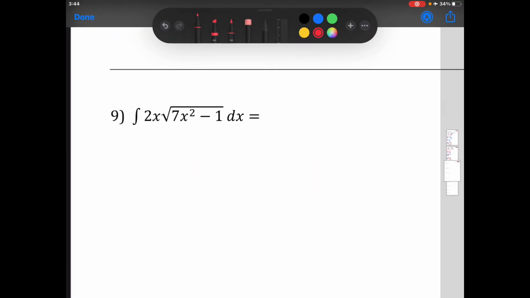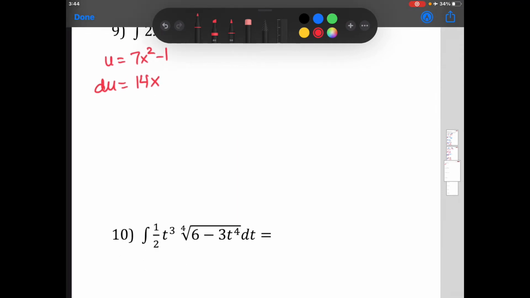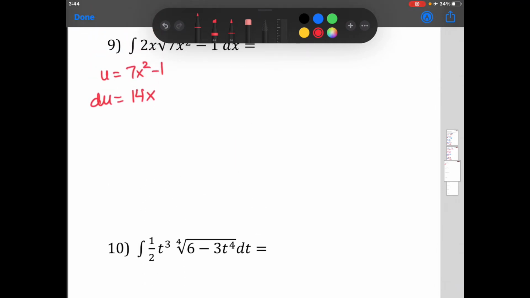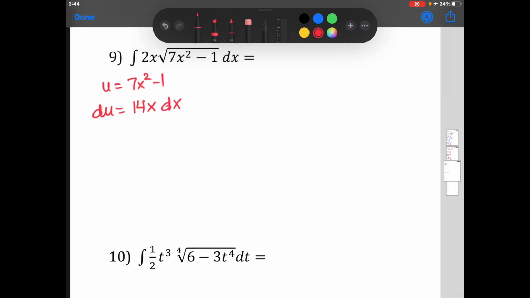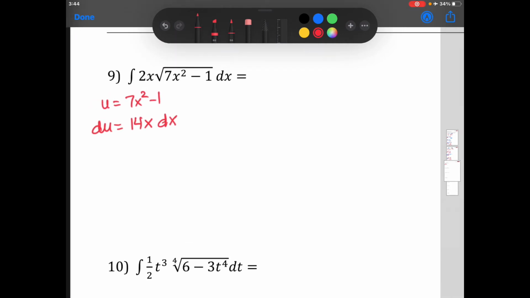Number 9. So again, I'm going to pick my u to be something that's inside the radical, which would be u is 7x squared minus 1. So du is going to be 7 times 2 is 14x, the derivative of 1 is 0, dx. Yes, again, check what you have. You have 2x dx. So I'm going to divide by what? 7. So I'm left with just 2x here. So 2x dx will be replaced by 1 over 7 du.